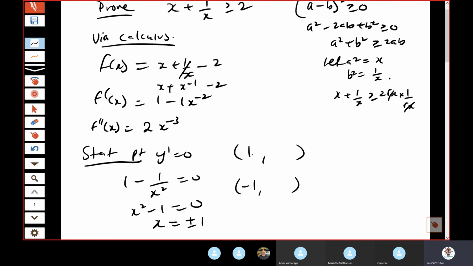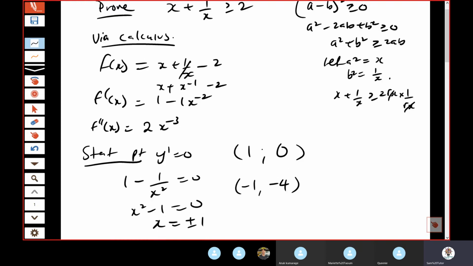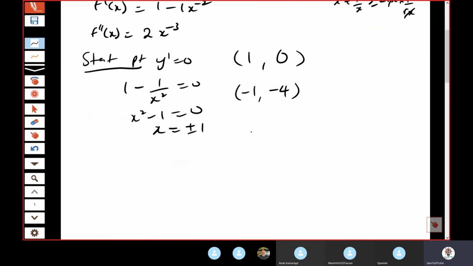So at 1, the y value. At 1, 1 plus 1 is 2, 2 take away 2 is 0. At minus 1, you get minus 1, minus 1, minus 2, minus 4, if I didn't do anything wrong there. Just sub it into your y value, right? So now you've got your points. Then we're going to do y double dash, so f double dash x. So now we're doing nature. At 1, 0. At -1, -4.